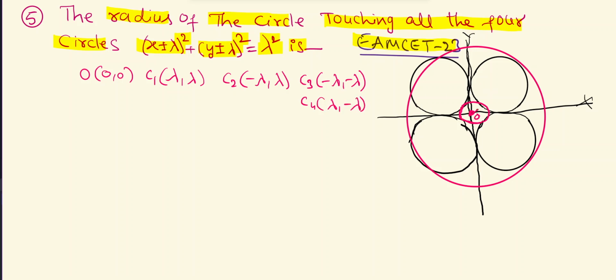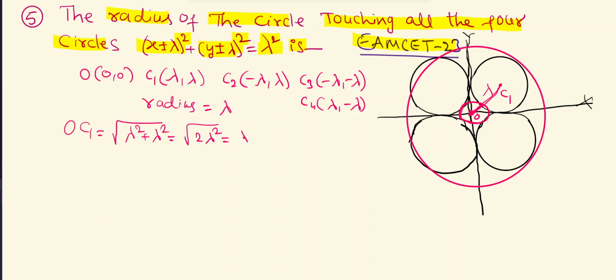Now we find the radius of the internally touching circle. This is the center of C1. The radius of the first circle, lambda, is given in the problem. First we find the distance OC1. OC1 is equal to the square root of the distance between two points, that is lambda square plus lambda square. This is the square root of 2 lambda square, which is lambda root 2.